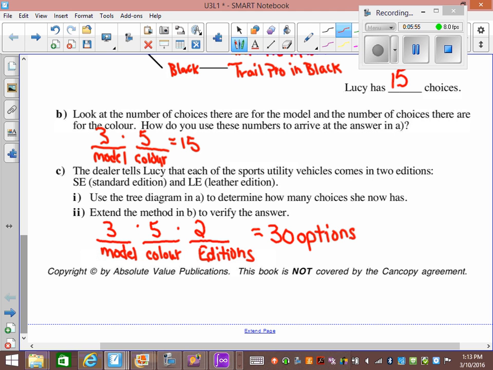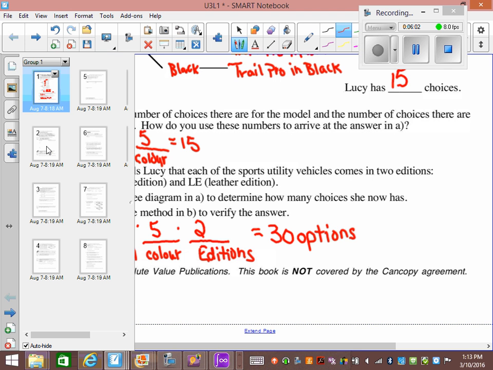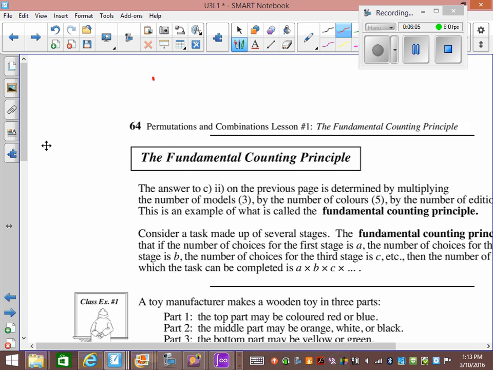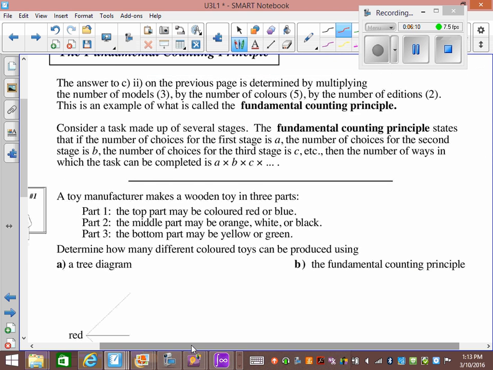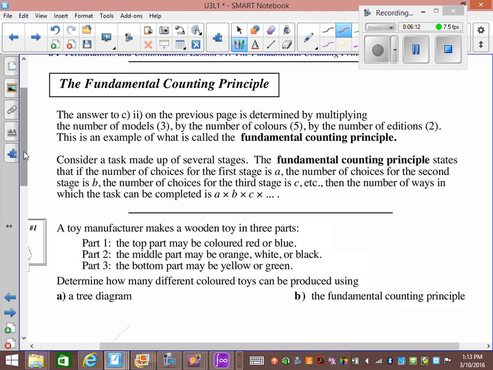Okay? And flip over. So here is just a little definition of the fundamental counting principle. Consider a task made up of several stages. So like that one was, we could pick a model, and then we could pick the color of the car, and we could pick the addition of the car, right? So different stages. The fundamental counting principle states that if the number of choices for the first stage is A, the number of choices for the second stage is B, number of choices for the third stage is C, then you can multiply them all up.